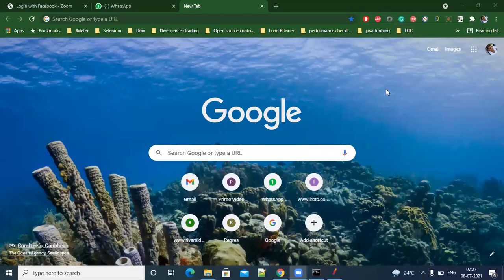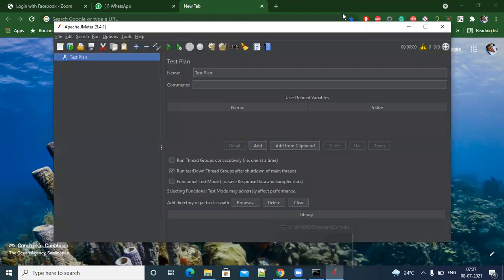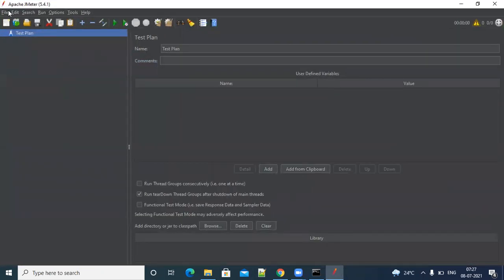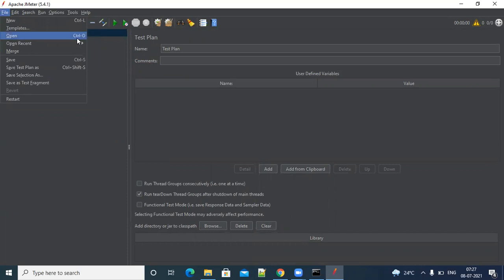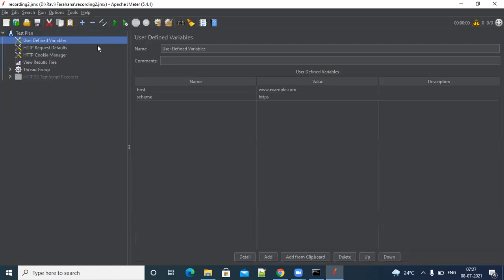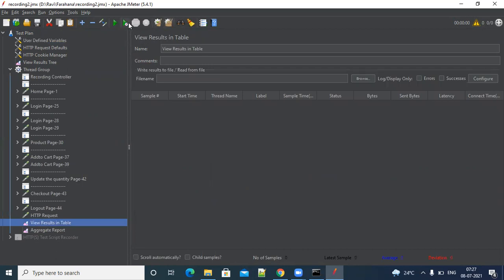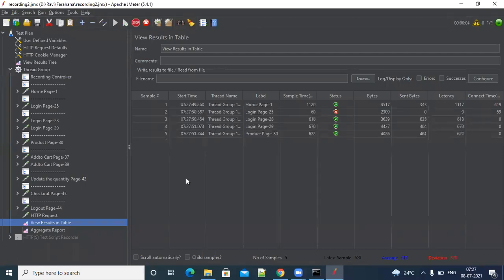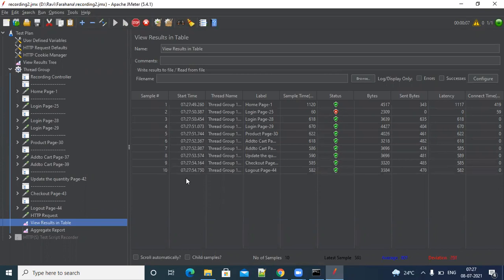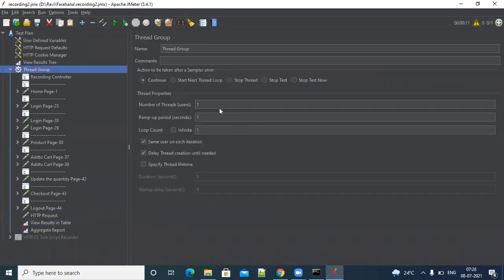Okay, so yesterday we saw the View Results Tree and View Results in Table reports. Let's open that script. View Results Tree displays the request and the response. View Results in Table displays individual APIs with basic data. Suppose I am running this script with, let's assume, 5 users.